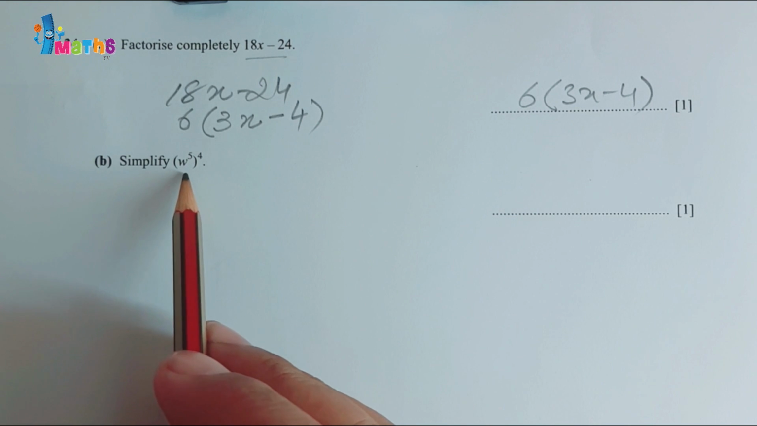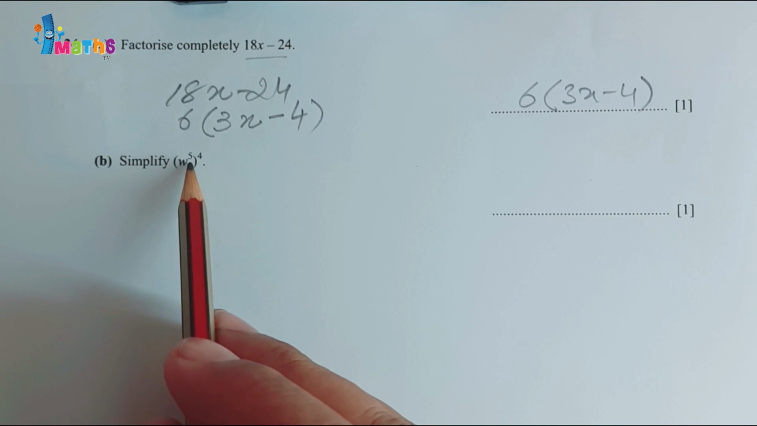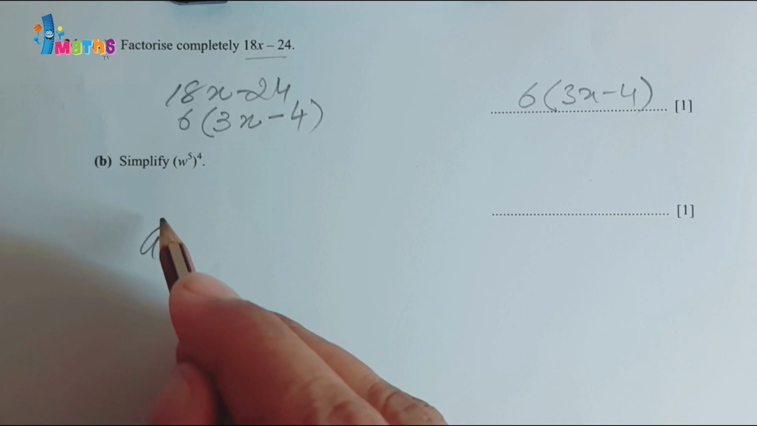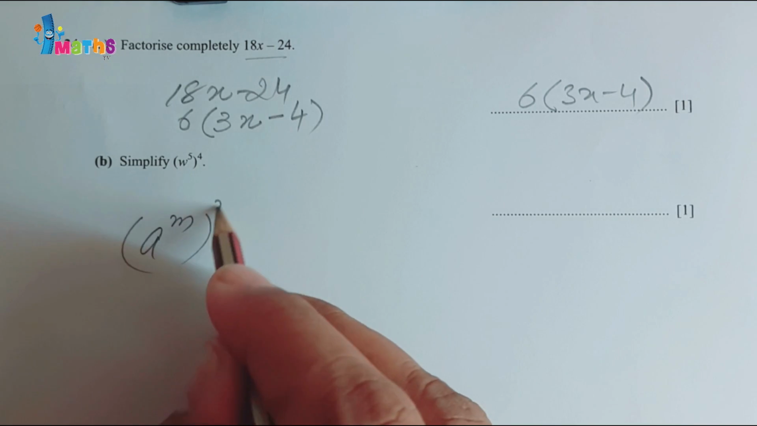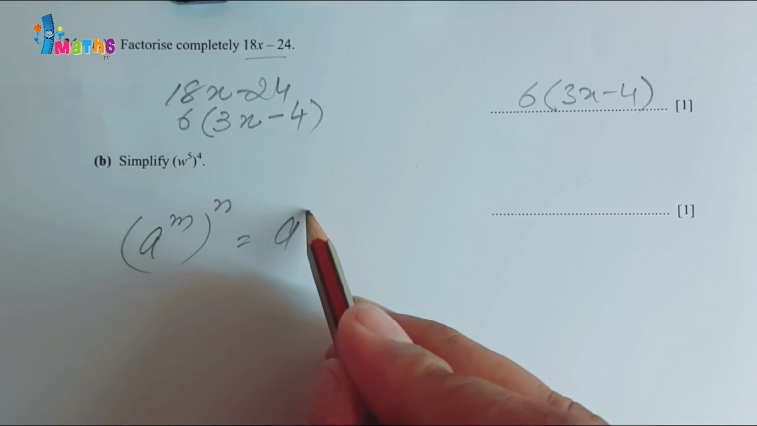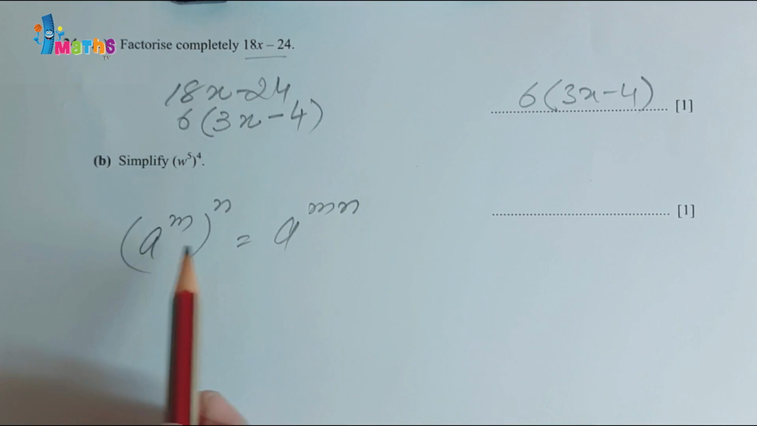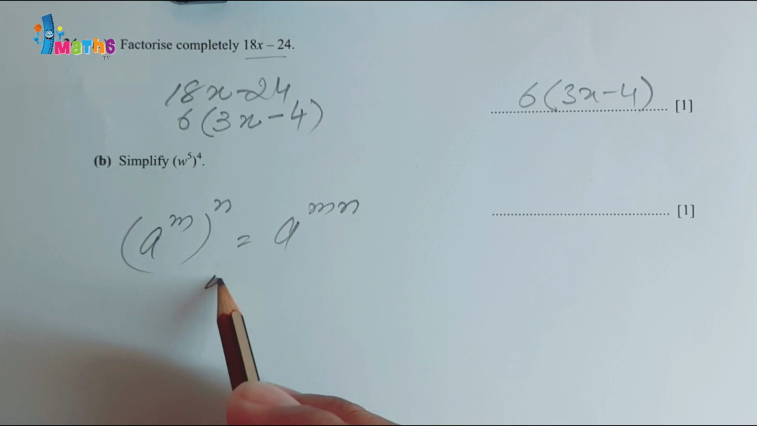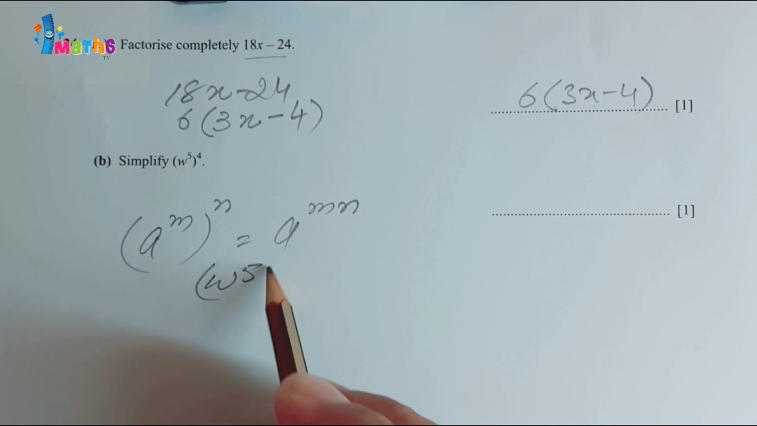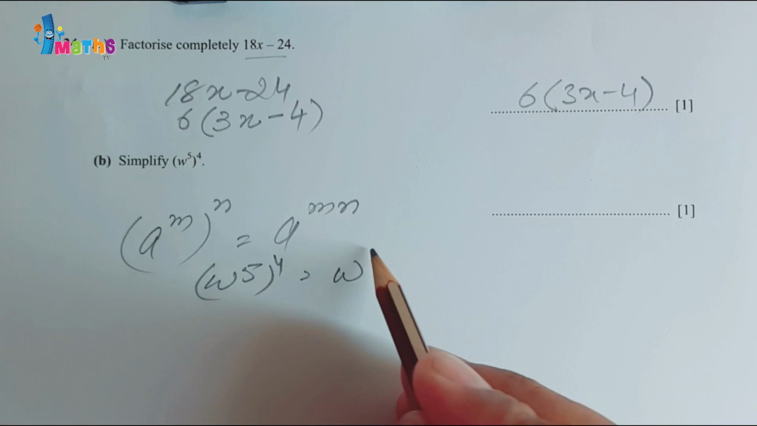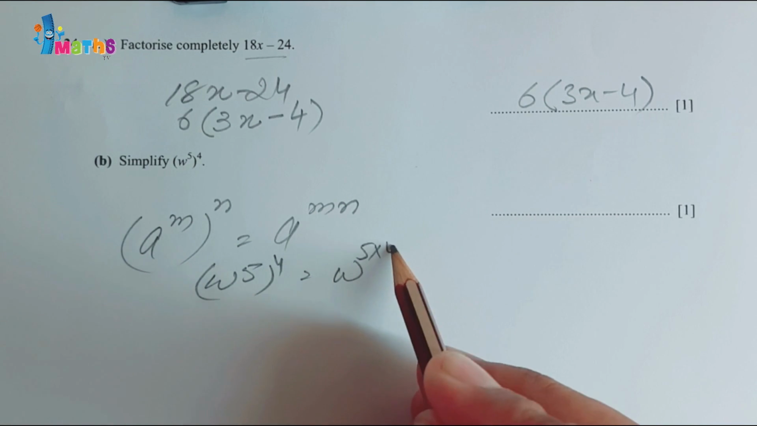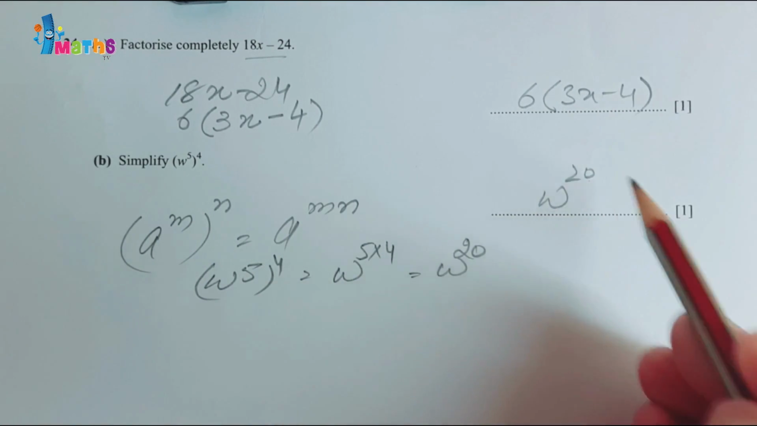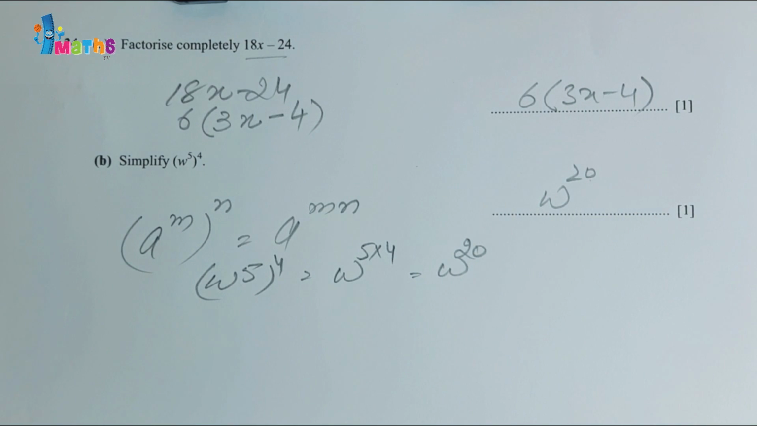B part is simplify w raised to power 5 whole raised to power 4. So we know the power rule: a raised to the power m whole raised to power n is equal to a raised to power m multiplied by n. By the same rule we will solve this one. W raised to power 5 whole raised to power 4 will be equal to w raised to power 5 times 4, which is w raised to power 20. So we can write the answer as w raised to the power 20.